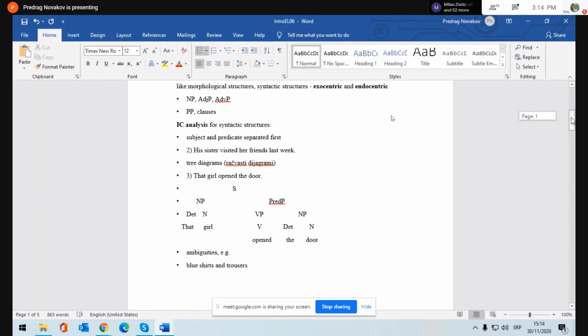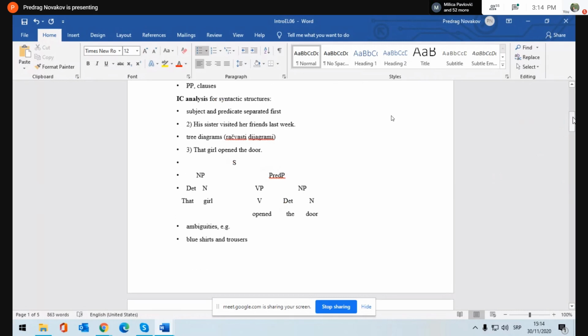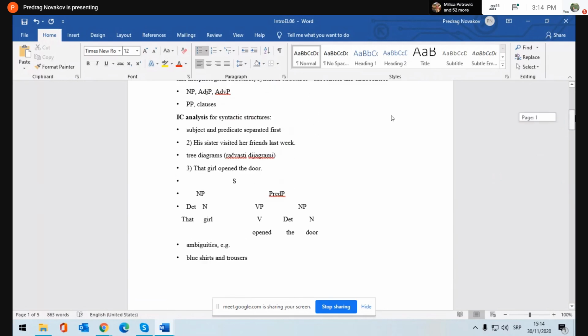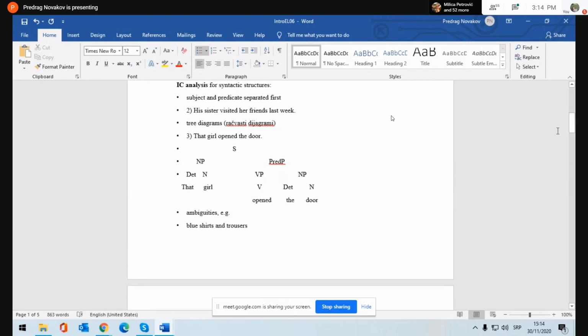If you do not have any questions, we can simply proceed with something which we mentioned already in morphology. So we have IC analysis for syntactic structures. Let me remind you, IC stands for immediate constituent analysis. You remember we divided words into morphemes, but we can do the same thing in syntax. We can divide a sentence into constituents. In syntax, if you have a clause, you first divide subject and predicate, separate them first.